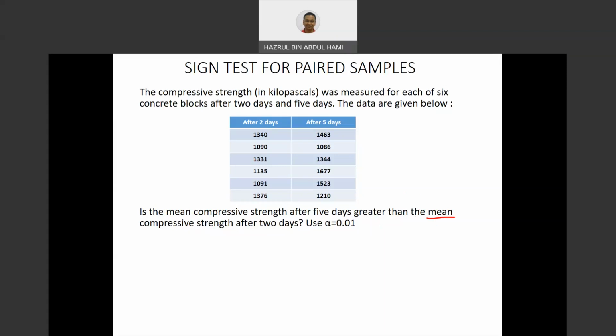For non-parametric statistics, you can compare the mean as long as the mean is equal to the median, but you don't have to check. Now the question asks you to proceed with hypothesis testing to compare the mean compressive strength after 5 days and after 2 days.